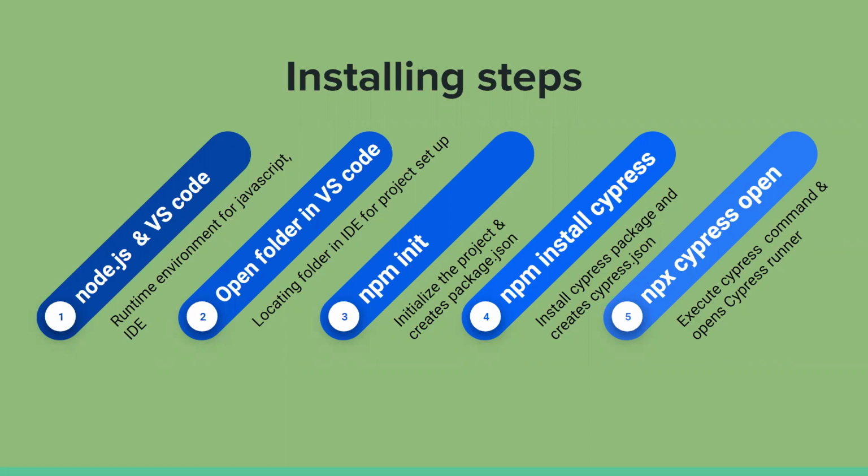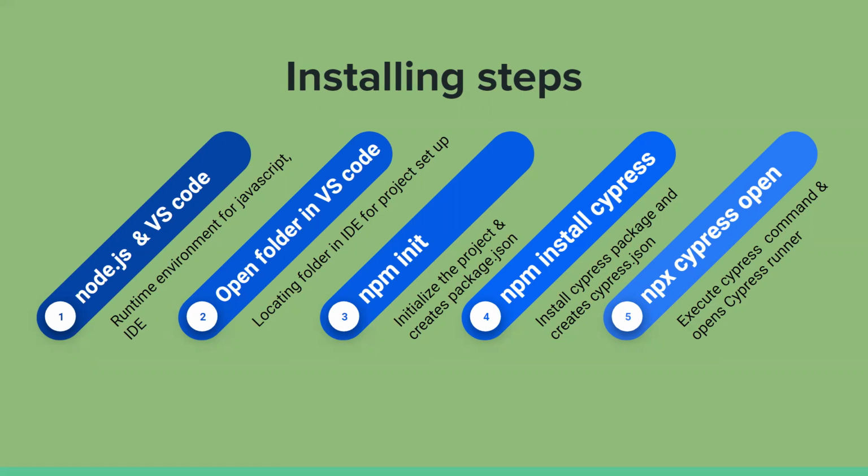Then we are going to install VS Code as the IDE for JavaScript. We are going to create a folder for the project and open the project inside VS Code. Then we are going to execute npm init to initialize the project, which will automatically create the package.json where you will mention all the dependency packages. We will execute npm install cypress, which will install the package especially for Cypress. It is the only package you require for Cypress automation.